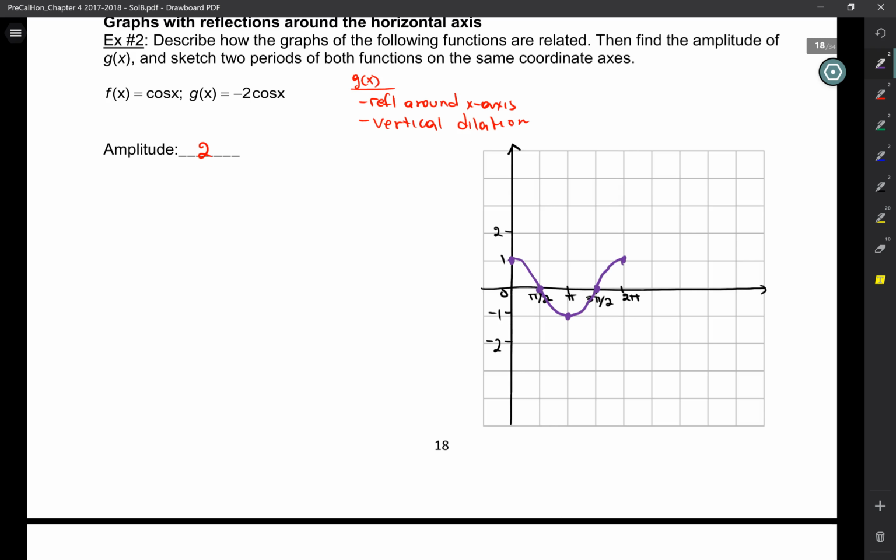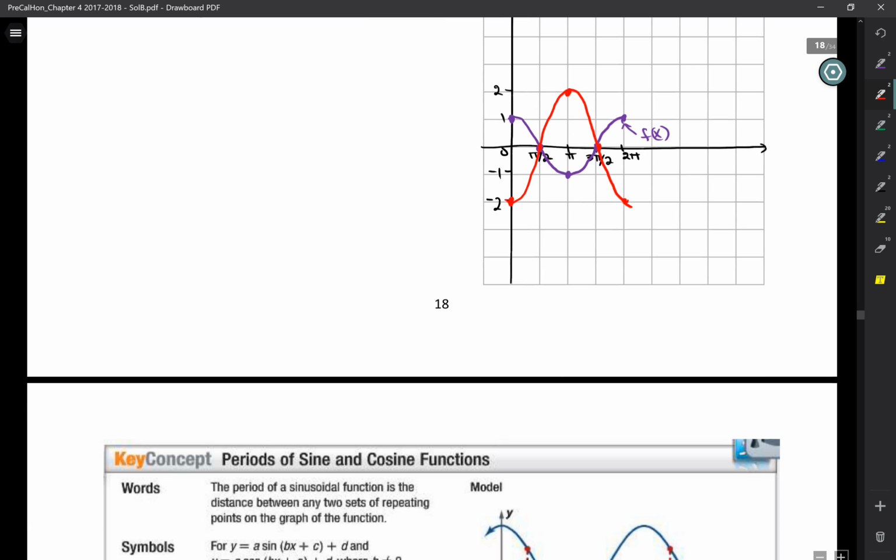Yes. Why are we starting at 1? This is f of x. It's cosine. Now, g of x has a negative 2. So where is it going to start? At negative 2. And then 0, maximum, 0, minimum. Okay? All right. Sounds good?